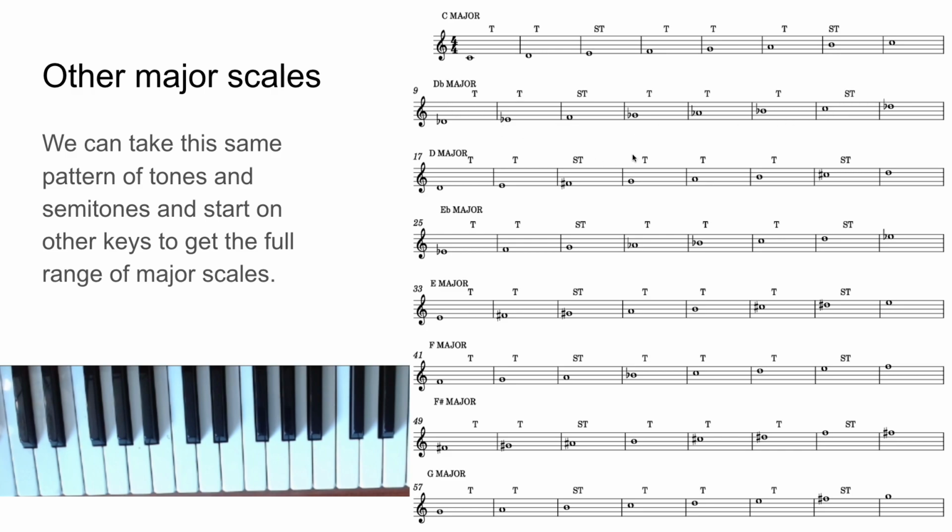But the other notes are different. We've got a D flat, an E flat, a G flat, an A flat, and a B flat, which don't appear in C major at all. So we would say that C major and D flat major are very distantly related.